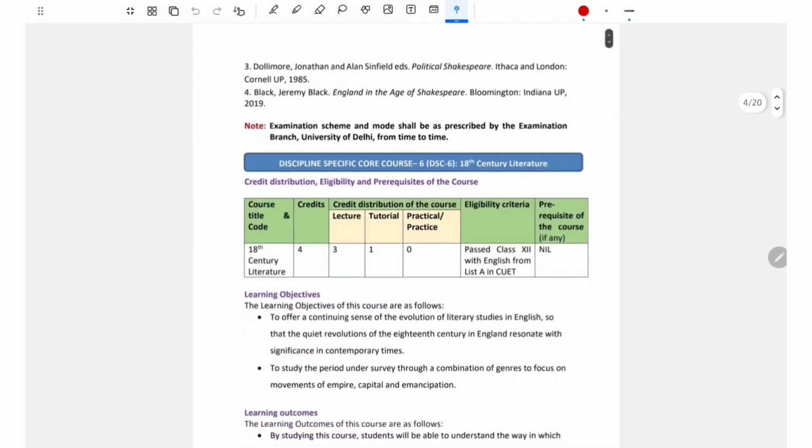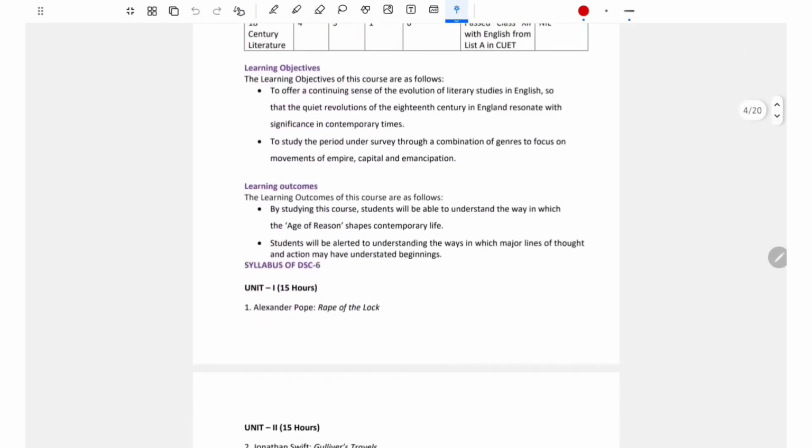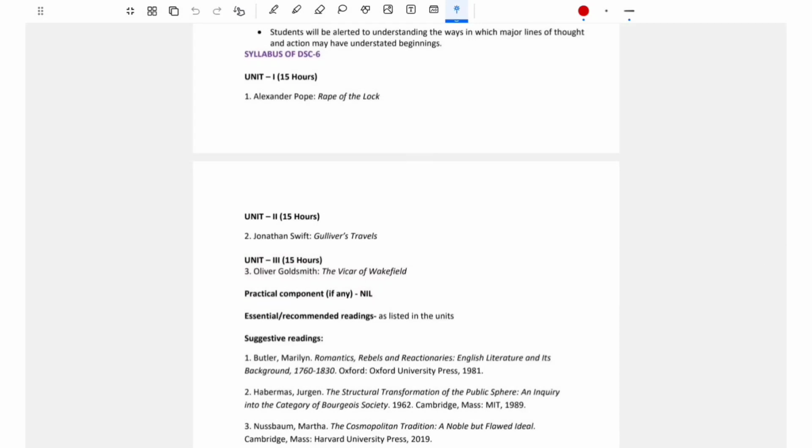The third paper is 18th century literature. This is your DSC 6, your third paper for semester 2. Here again we have 3 units and 3 texts. The first text is Alexander Pope's The Rape of the Lock. The second is Jonathan Swift's Gulliver's Travels. The third is Oliver Goldsmith's The Vicar of Wakefield. And that's all for your second semester syllabus.